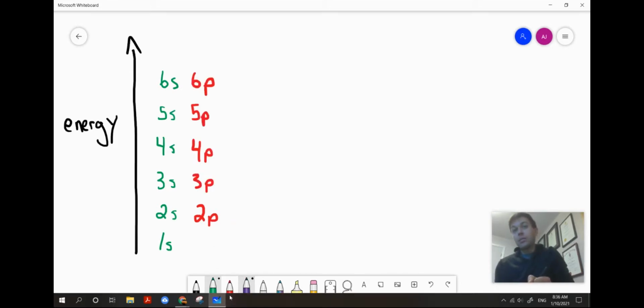Now that I've got two columns, you can see the organization. Going from left to right, we have the different sublevel types. Moving from bottom to top, we have the different main energy levels, or n values. So we align the n values, 3, 4, 5, 6, in rows, going from 1 at the bottom to 6 at the top. Let's continue with the d-type sublevels and the f-type sublevels.